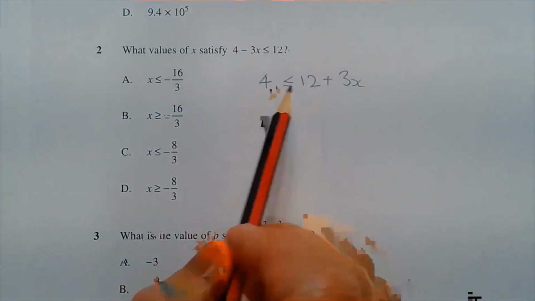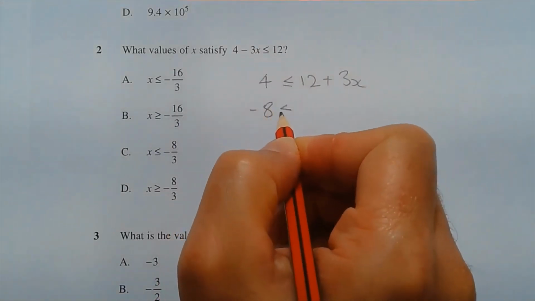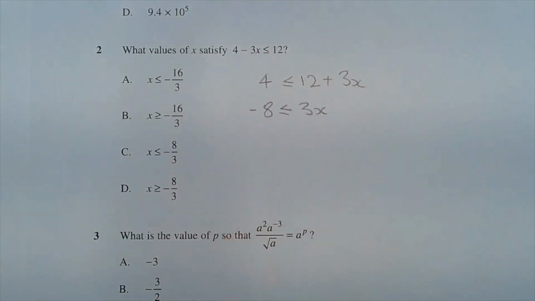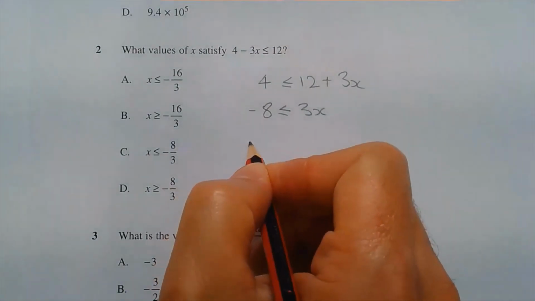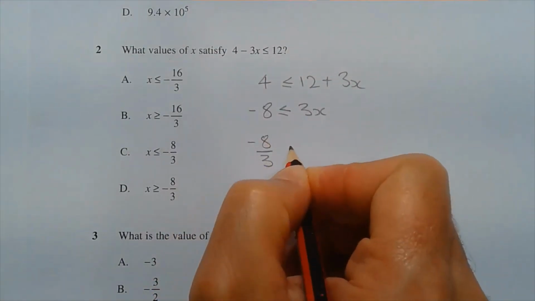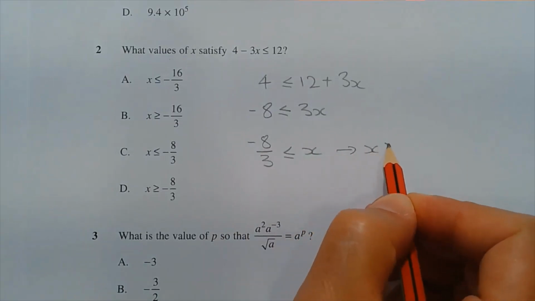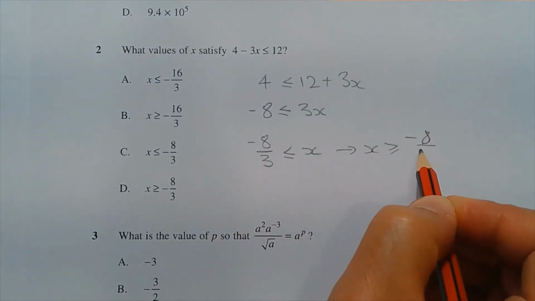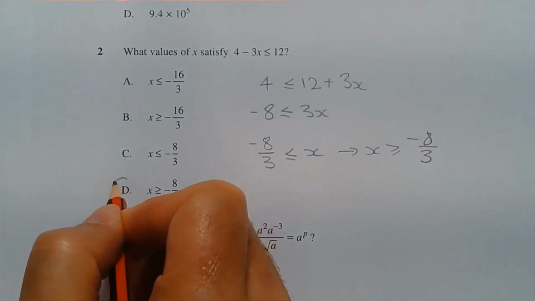Then subtracting 12 from both sides of the inequality, we have negative 8 is less than or equal to 3x. Finally, dividing both sides of the inequality by 3, we get negative 8 over 3 is less than or equal to x, which means that x is greater than or equal to negative 8 over 3. Therefore, the answer is option D.